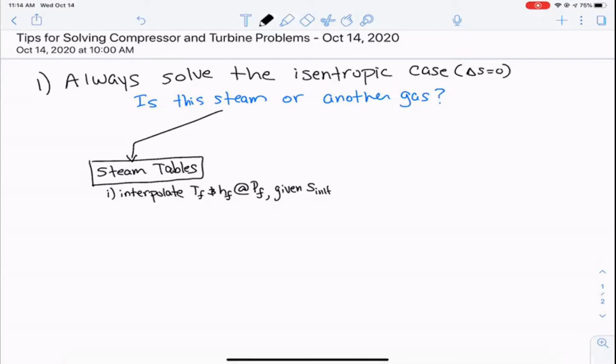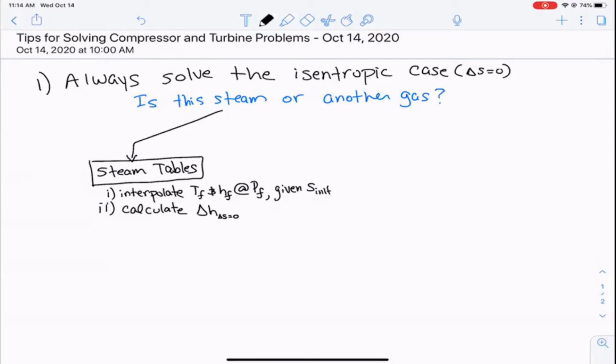And then the second step when we're working with steam is that once we know the final temperature and enthalpy, then we calculate the most important parameter, which is the change in the enthalpy when you have the isentropic condition. And that's done directly from the value that's interpolated from the steam tables.